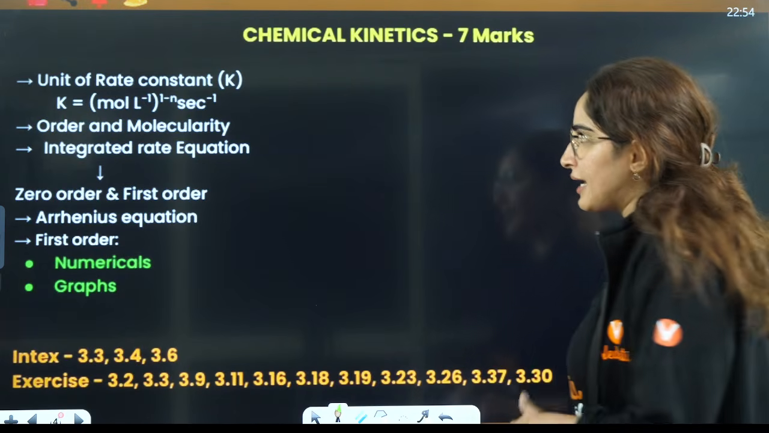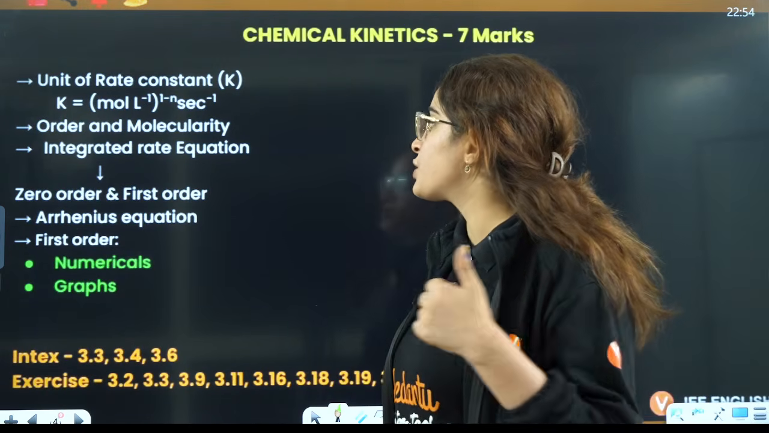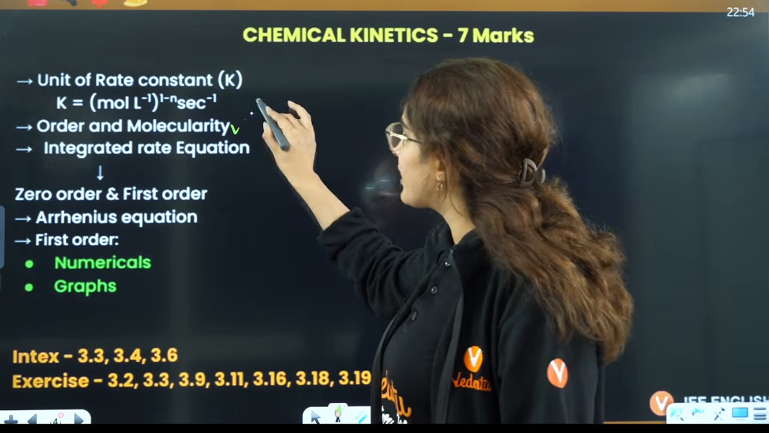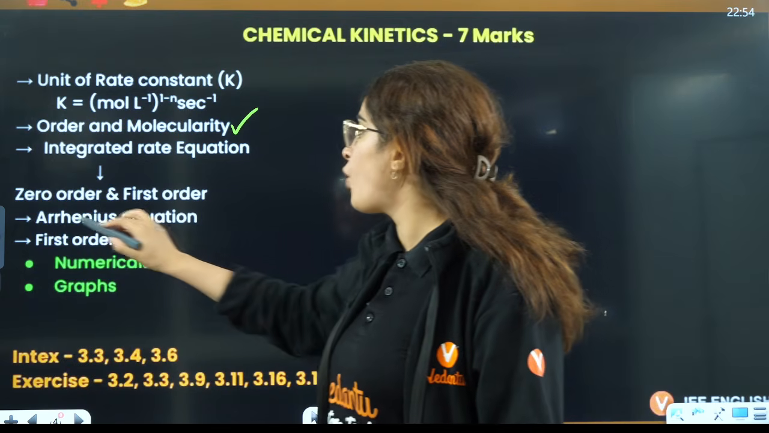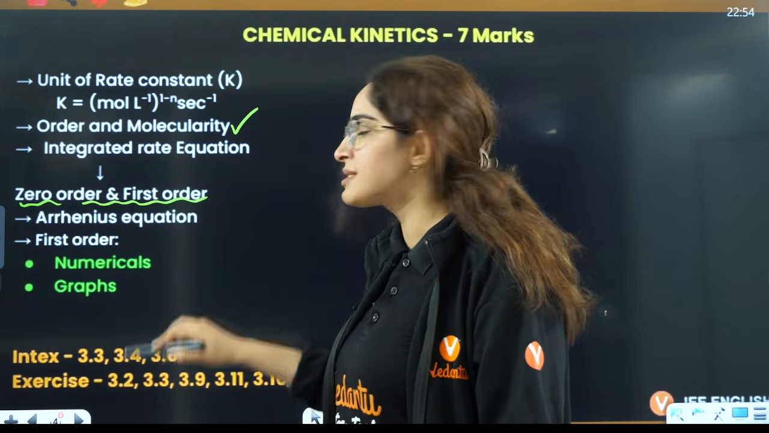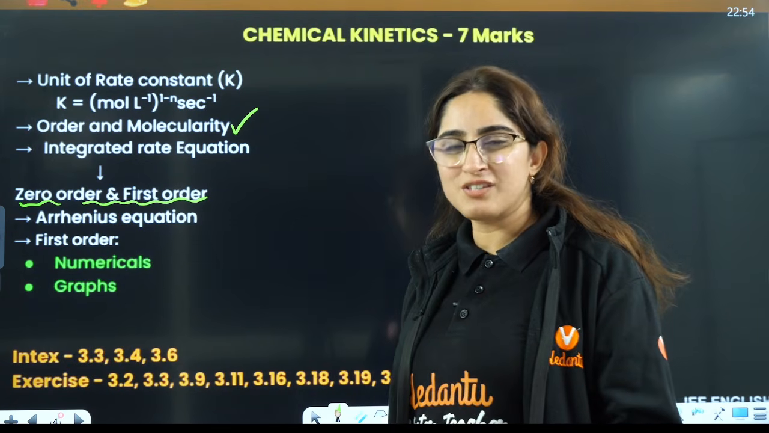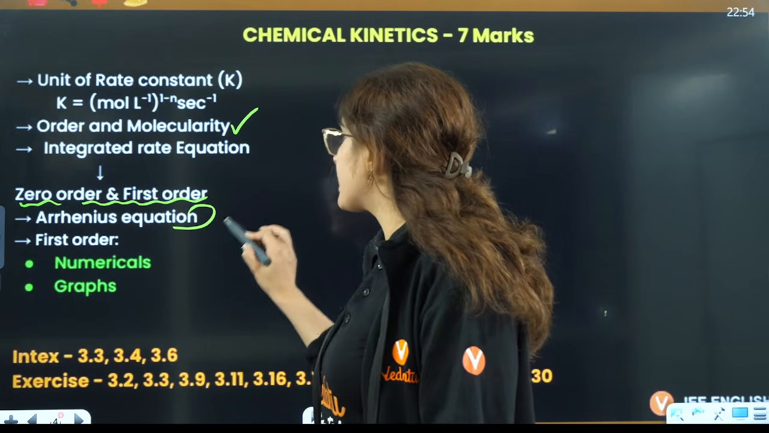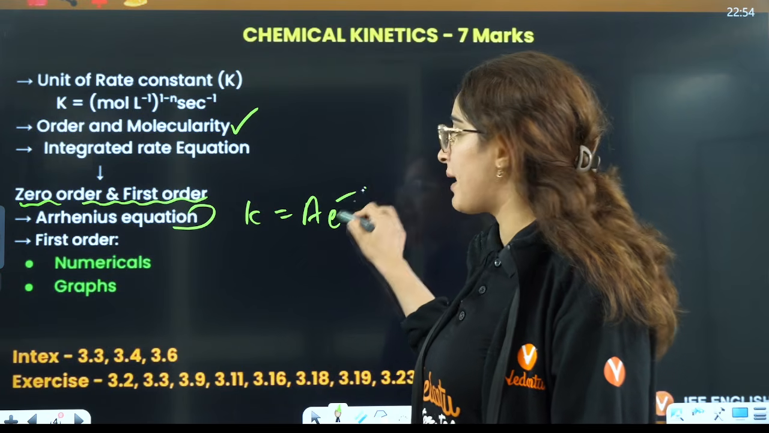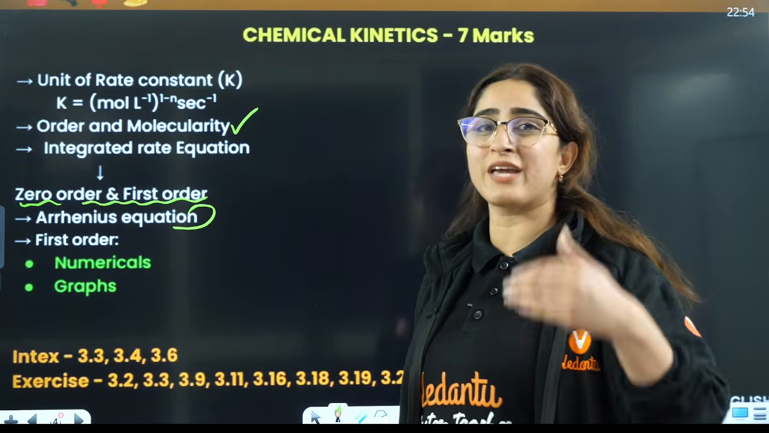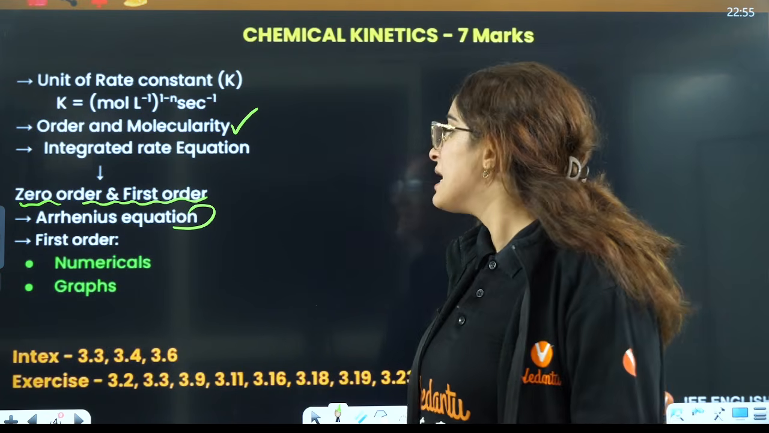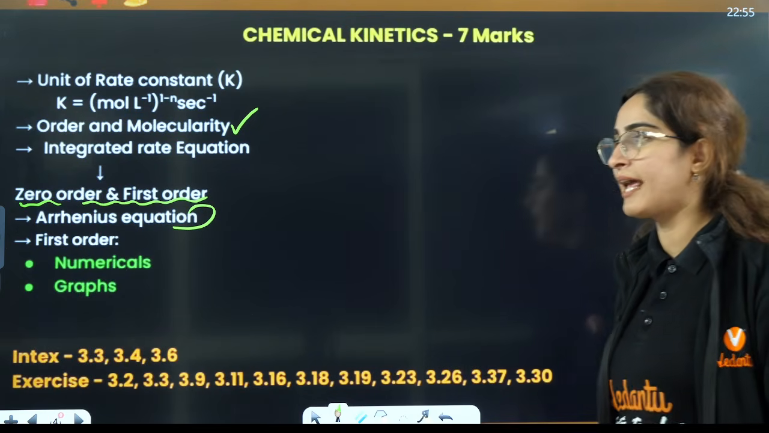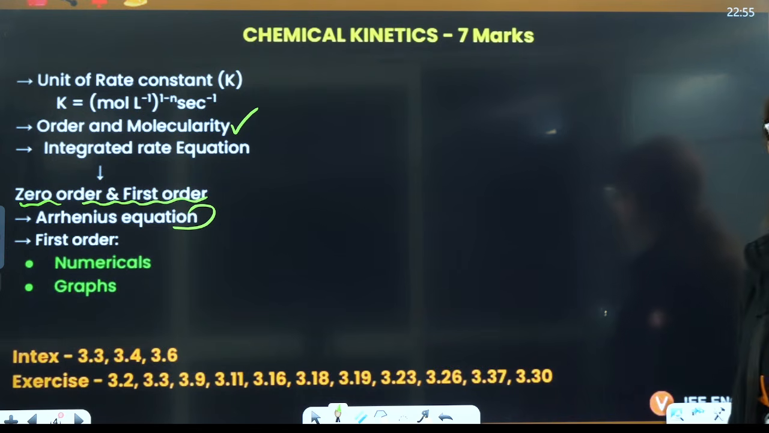Next is chemical kinetics. Here first, you should know the unit of rate constant, and the difference between order and molecularity. Then you should know the zero and first order formulas for K, the rate constant, and time, and the t half values of them. Then the Arrhenius equation, K is equal to A e raised to minus Ea by RT, and the formula with K1, K2 and T1, T2, right? So from here, usually numericals and graphs are asked. These are the in-text and exercise questions that you need to do, right?